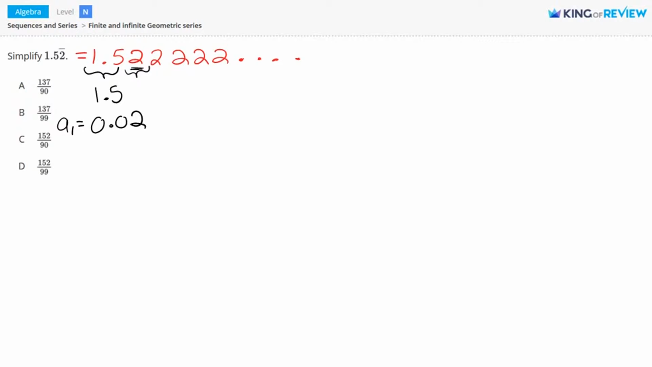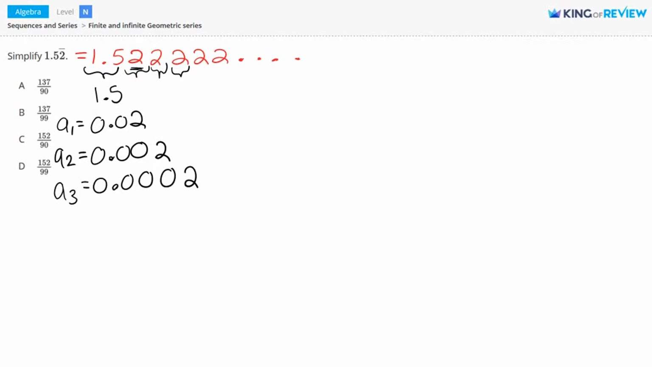And now for the second term of the repeating portion of this decimal is this 2 here. So this will be our second term, so A2. How do we represent this 2? We'll write this as 0.002. And next we want to represent this 2 here. How do we represent this 2? It will be our third term. So 0.0002. And this continues. We keep going because this is an infinite geometric series here.